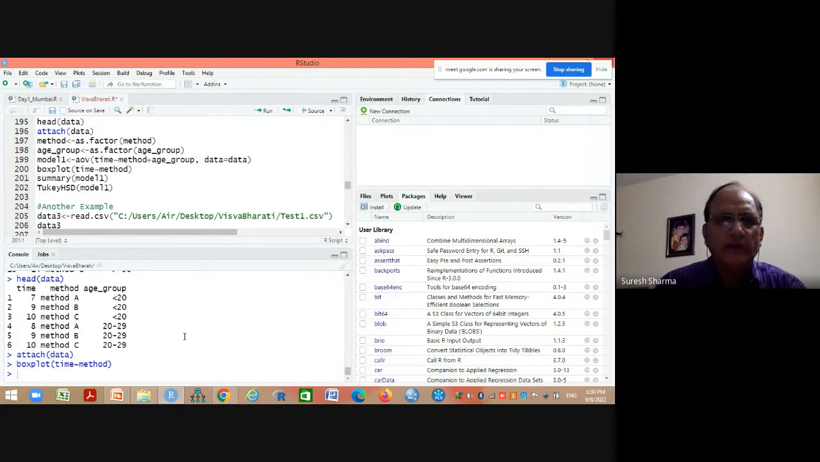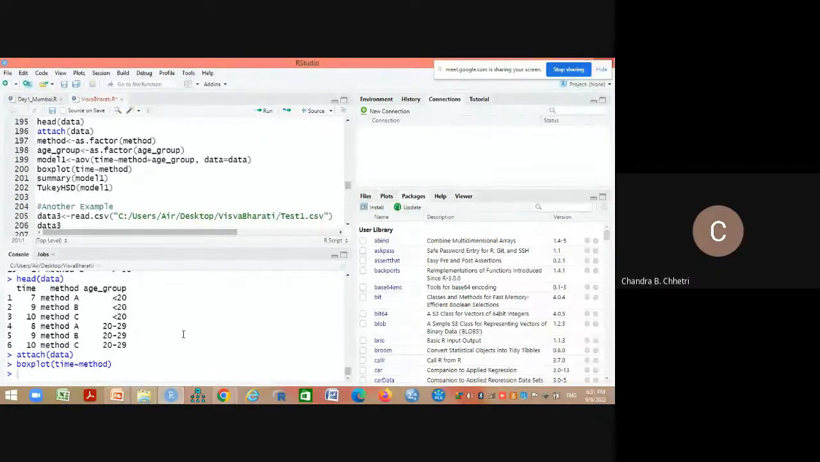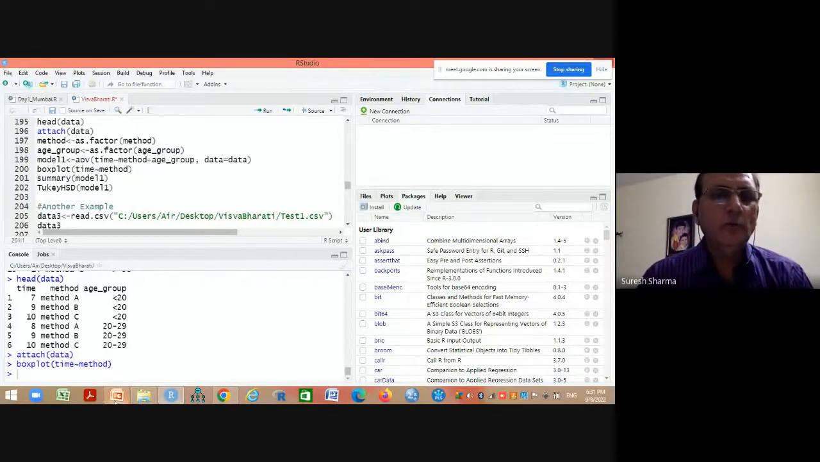Which age group learns fast? You just look at the box plot and you will come to know. So this is called two-way ANOVA. So one-way ANOVA and two-way ANOVA. Any question in one-way and two-way ANOVA? Hello? Yes, please. Any question in one-way and two-way, or should I move on to the next topic? Yes, from me, sir. Okay. Let's move on now.